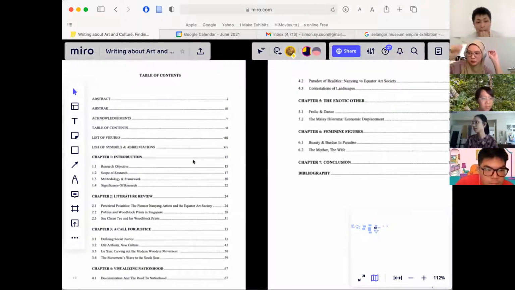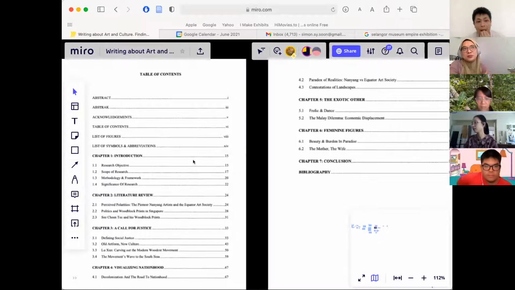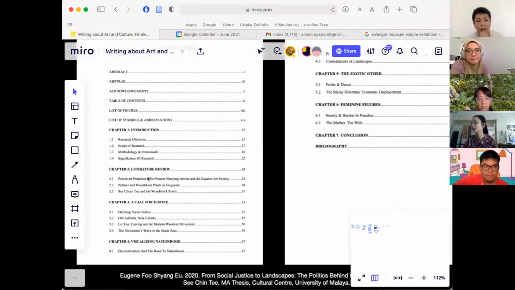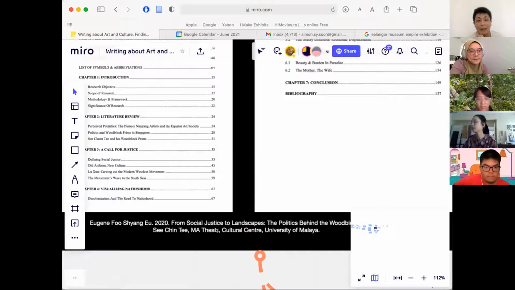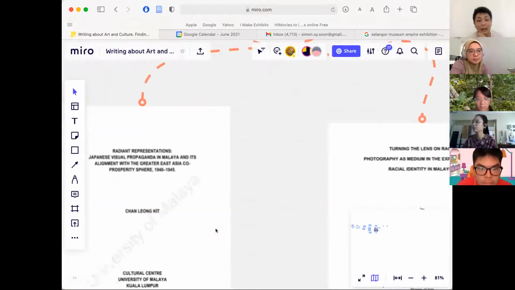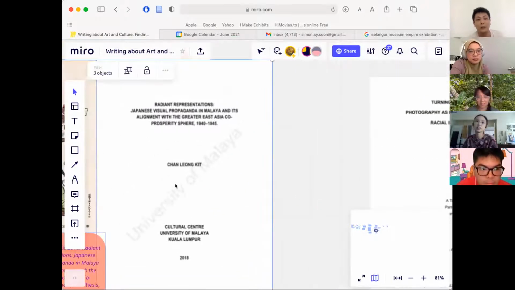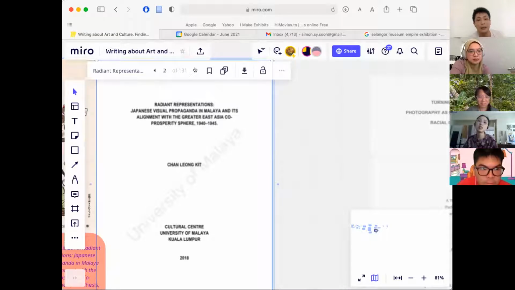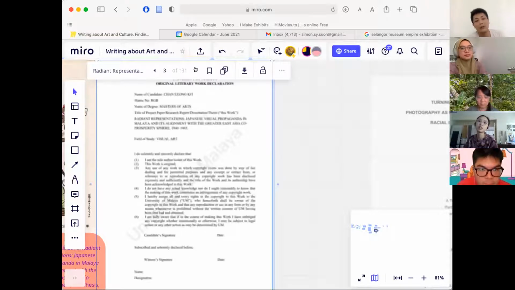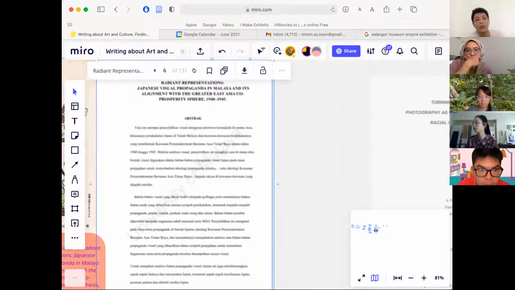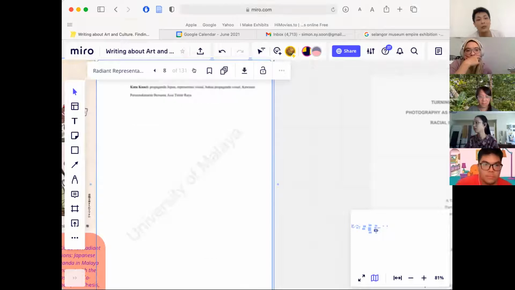You just have to. I think I took this from Eugene's thesis, where he created subchapters. But if you look at the two examples that I have here as well, I think there are subchapters in those. So you can refer to these if you're not clear as to how to create subchapters.